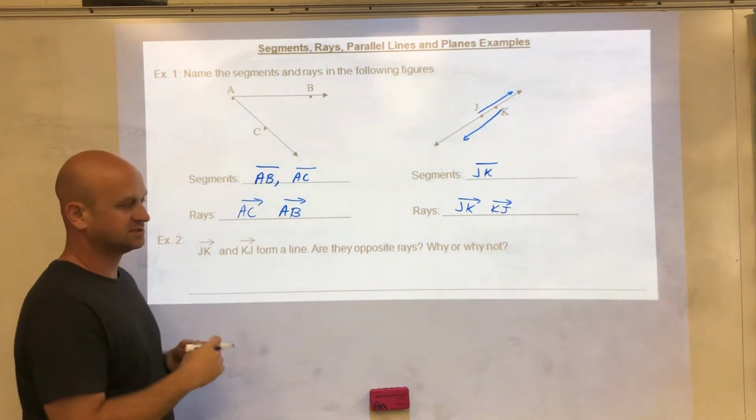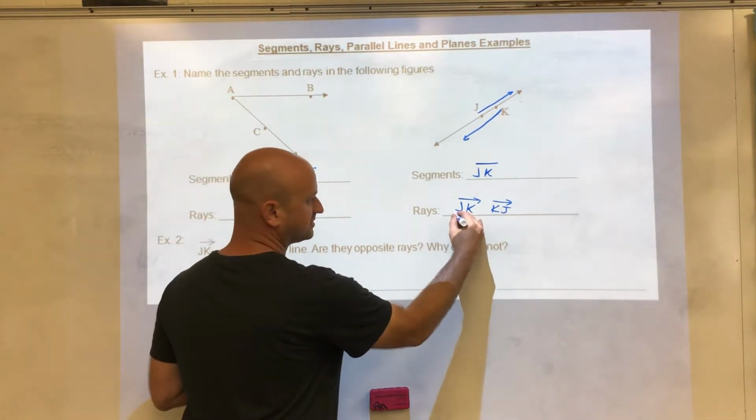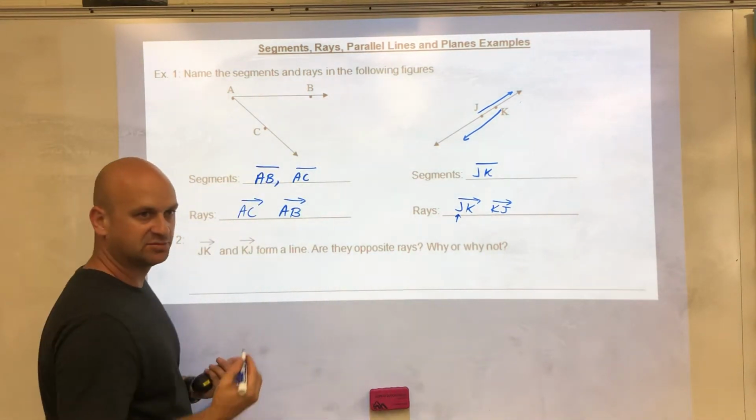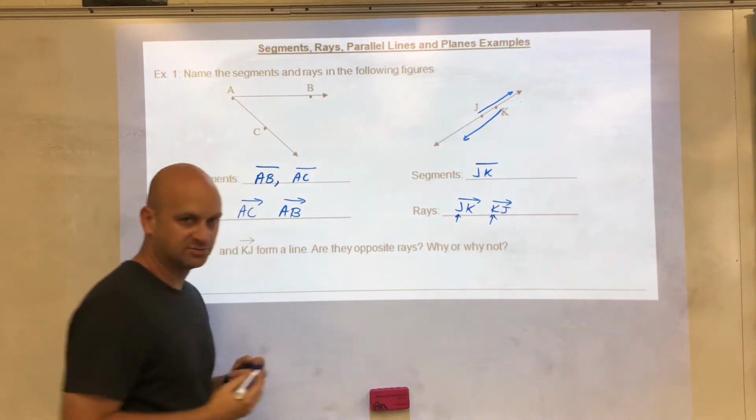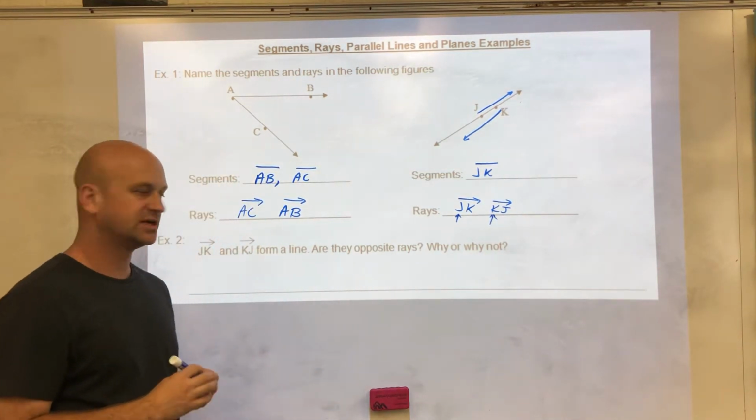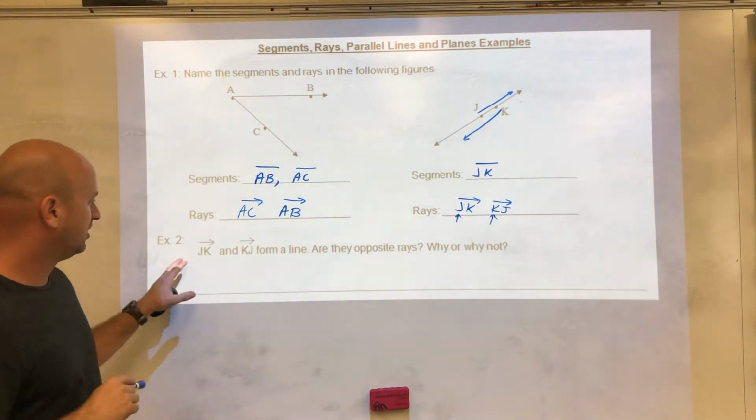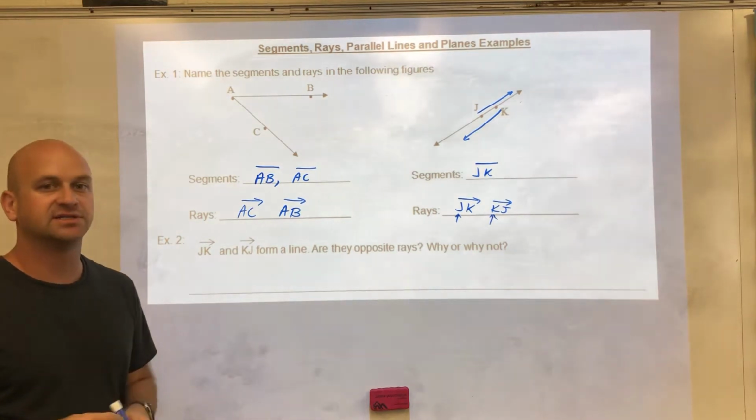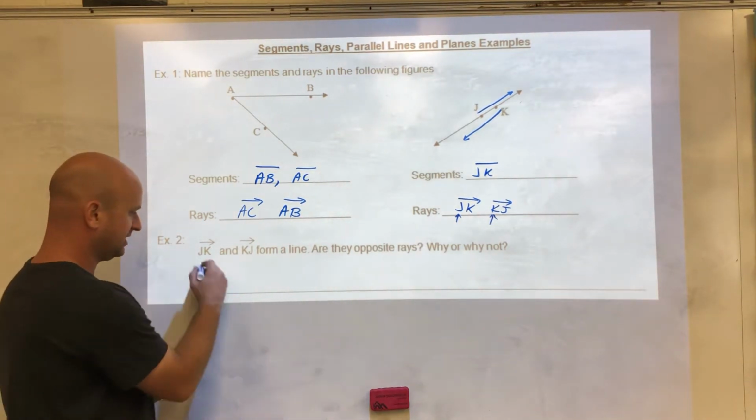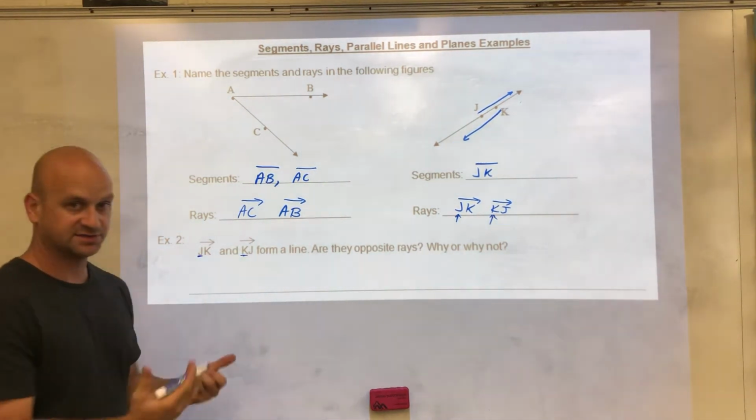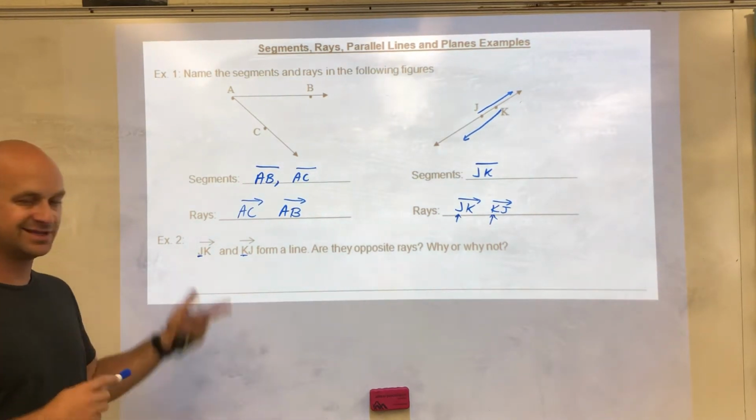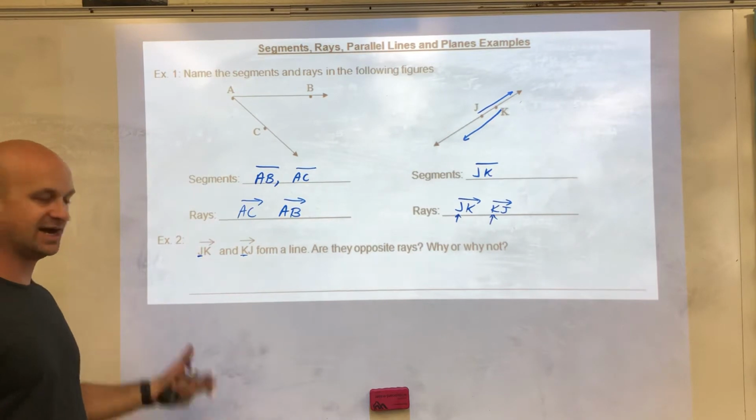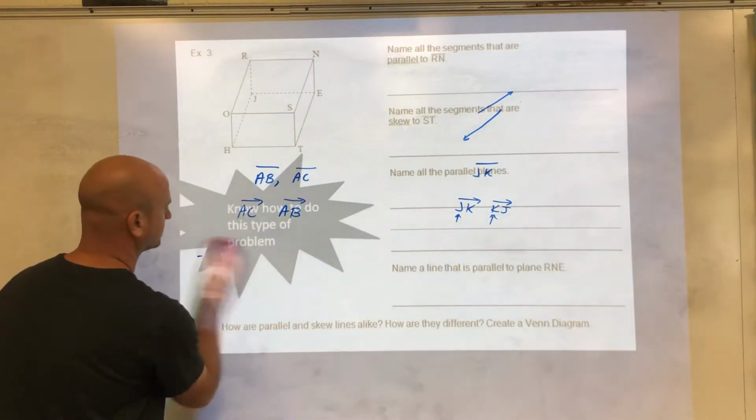We cannot switch these up, because remember, the first letter has to be the endpoint. So this would be the endpoint of that ray, this would be the endpoint of a different ray. So do not get confused on that. Now, are JK and KJ opposite rays? They are not. Why? Because the J and the K are different. They have different endpoints. So by definition of opposite rays, they cannot have different endpoints. So these are not opposite rays.